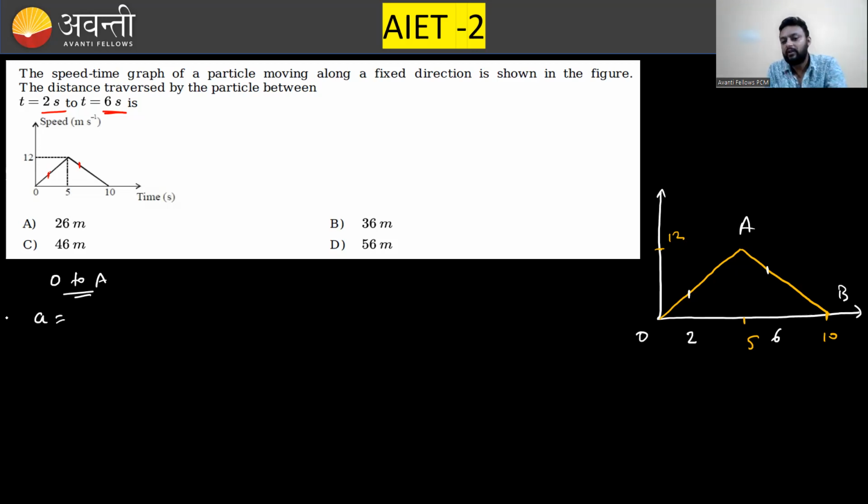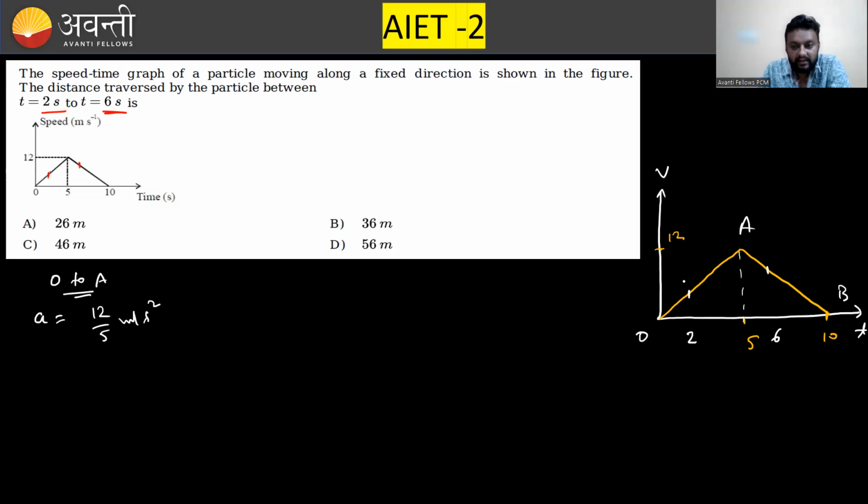Acceleration will be the slope of the speed time graph. Speed is V, time is T. Slope of the speed time graph, and the slope is perpendicular over base. If I say, what is this distance? 12 divided by 5. So acceleration is 12 by 5 meter per second square. This is the acceleration of the particle.